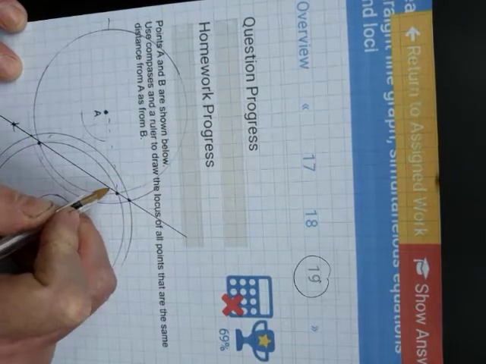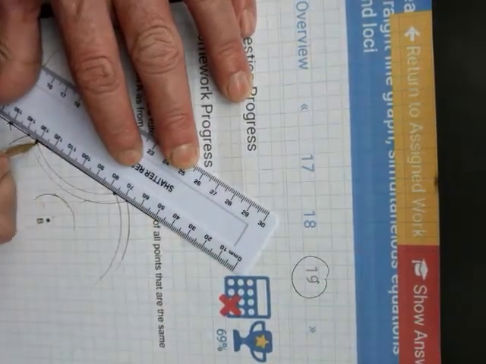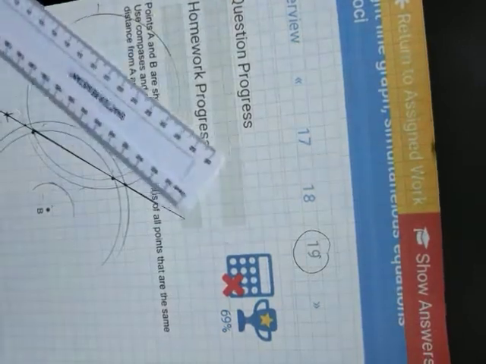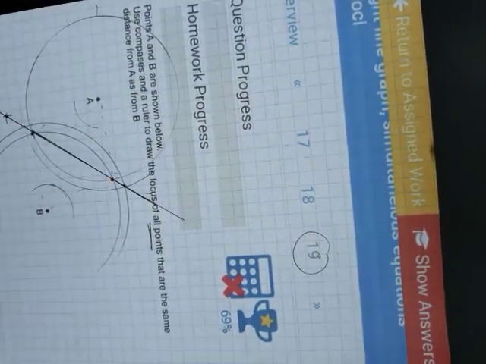You need two points in a straight line, and you don't just join them up. You carry on to the edge of the page because it wants all points, and if you stop here and here, you don't get all points.